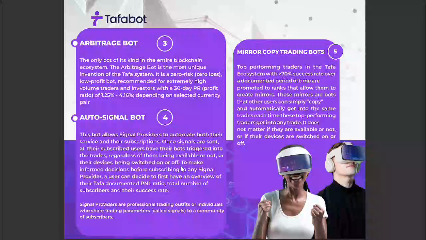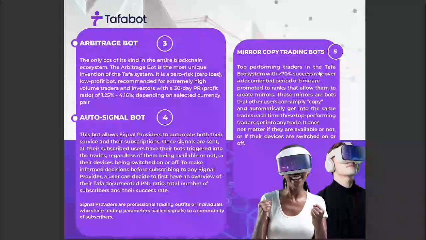Isn't this amazing, guys? If you are a signal subscriber, please, this is best for you. So you stop missing trades when a signal is dropped and you're not there. You come on the platform and you say, oh, I missed this. With Auto Signal Bot, you will not miss any signal again. So let's get to the mirror copy trading bots.